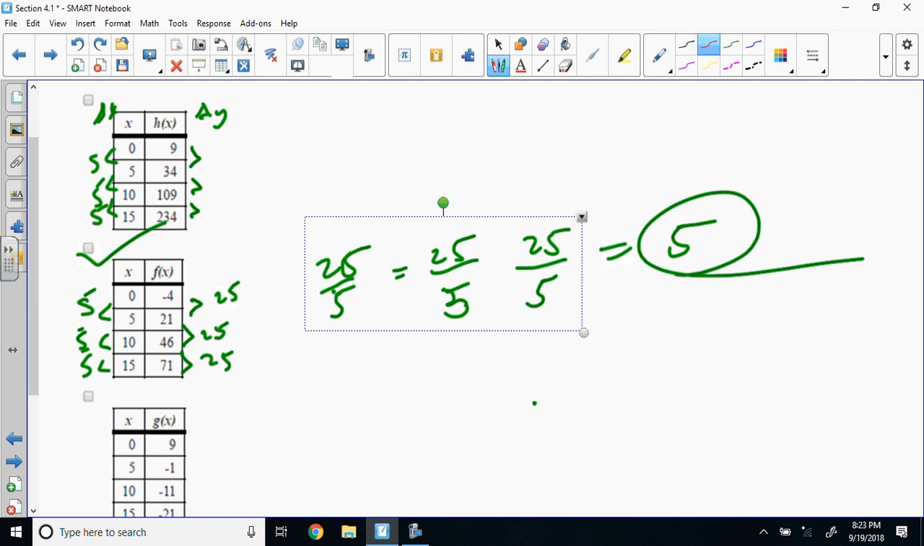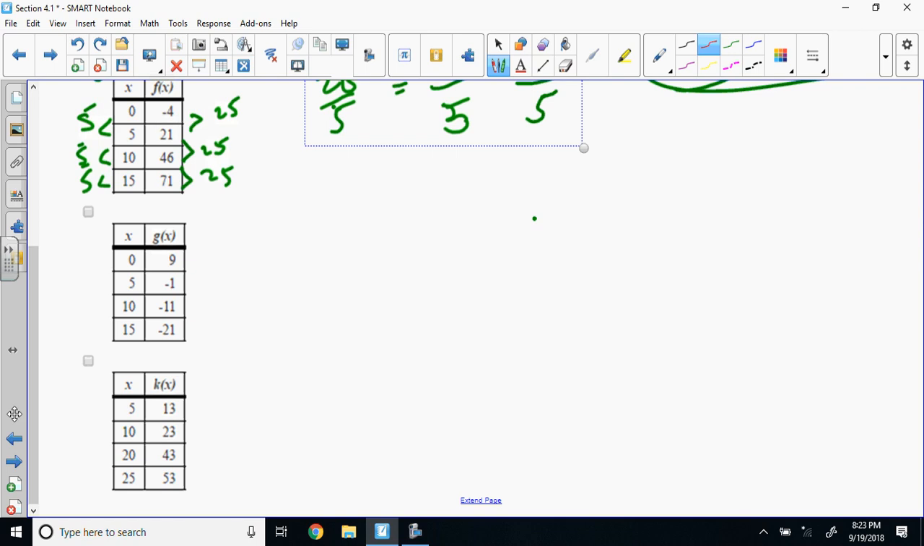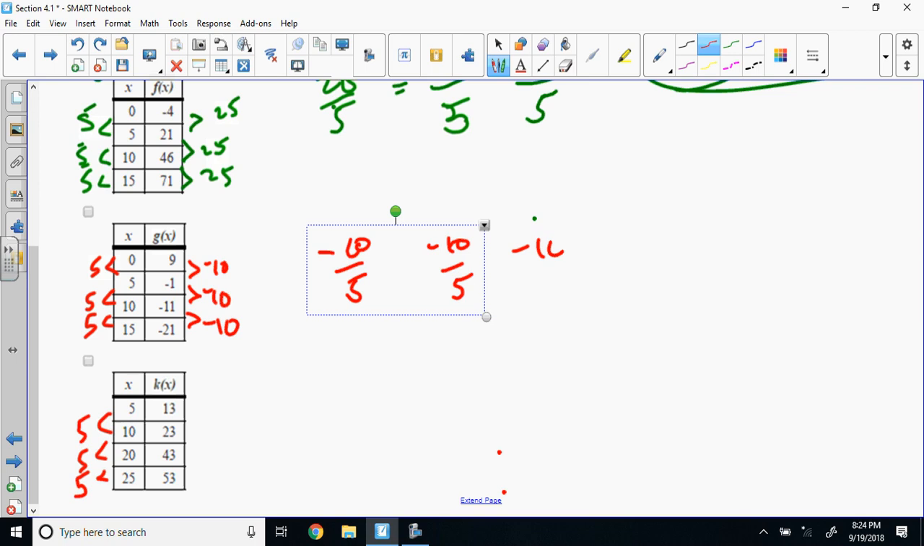I'm going to change colors. All right, so again, guys, my x's are changing by how much? On all of these, which is real good because once you do one of them, the rest follow that same pattern. So 9 to negative 1 is 10 spots, and then another 10, but it's going down, right? So that is negative 10 over 5, negative 10 over 5, negative 10 over 5, which is negative what?